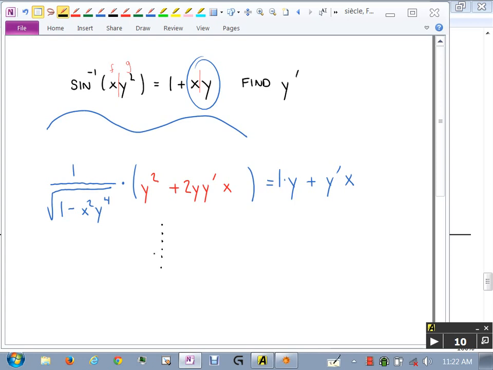Okay? We good? Yes or no? Why is my chart not showing up?